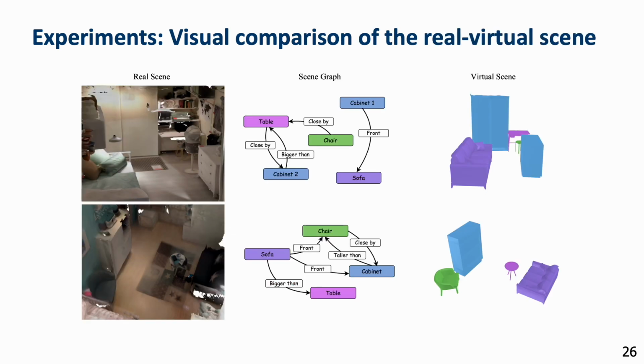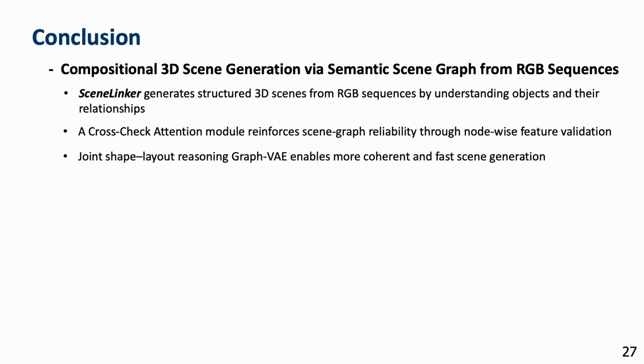Next, we show the real-world environment, the predicted scene graph, and the generated 3D scene. In summary, SceneLinker predicts a relationship-consistent 3D scene graph and generates structured 3D scenes from RGB sequences. Our cross-check attention in graph-VAE with the JSL block enables state-of-the-art results.